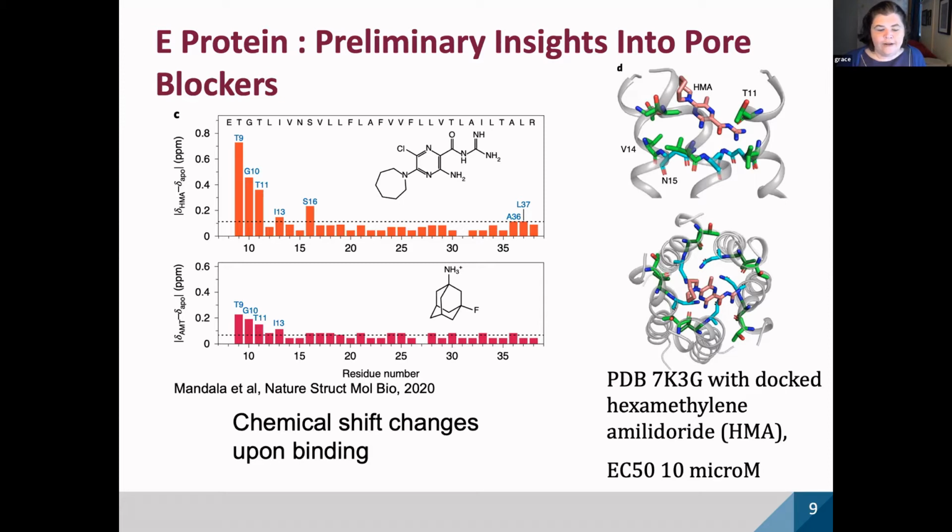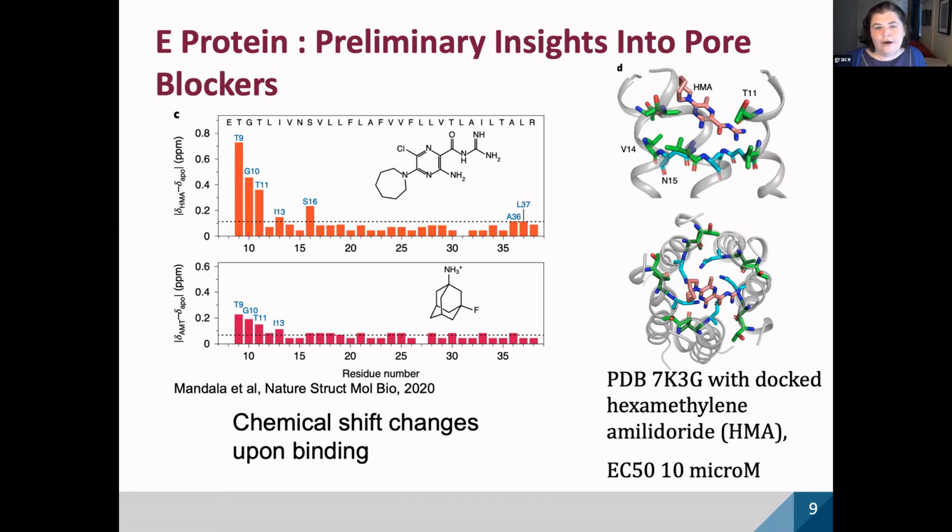That doesn't mean that they aren't. It is very possible that HMA has multiple conformations in this pore. It is more likely that one of them has a particularly high affinity, and we need to figure out what that is, potentially using computation.